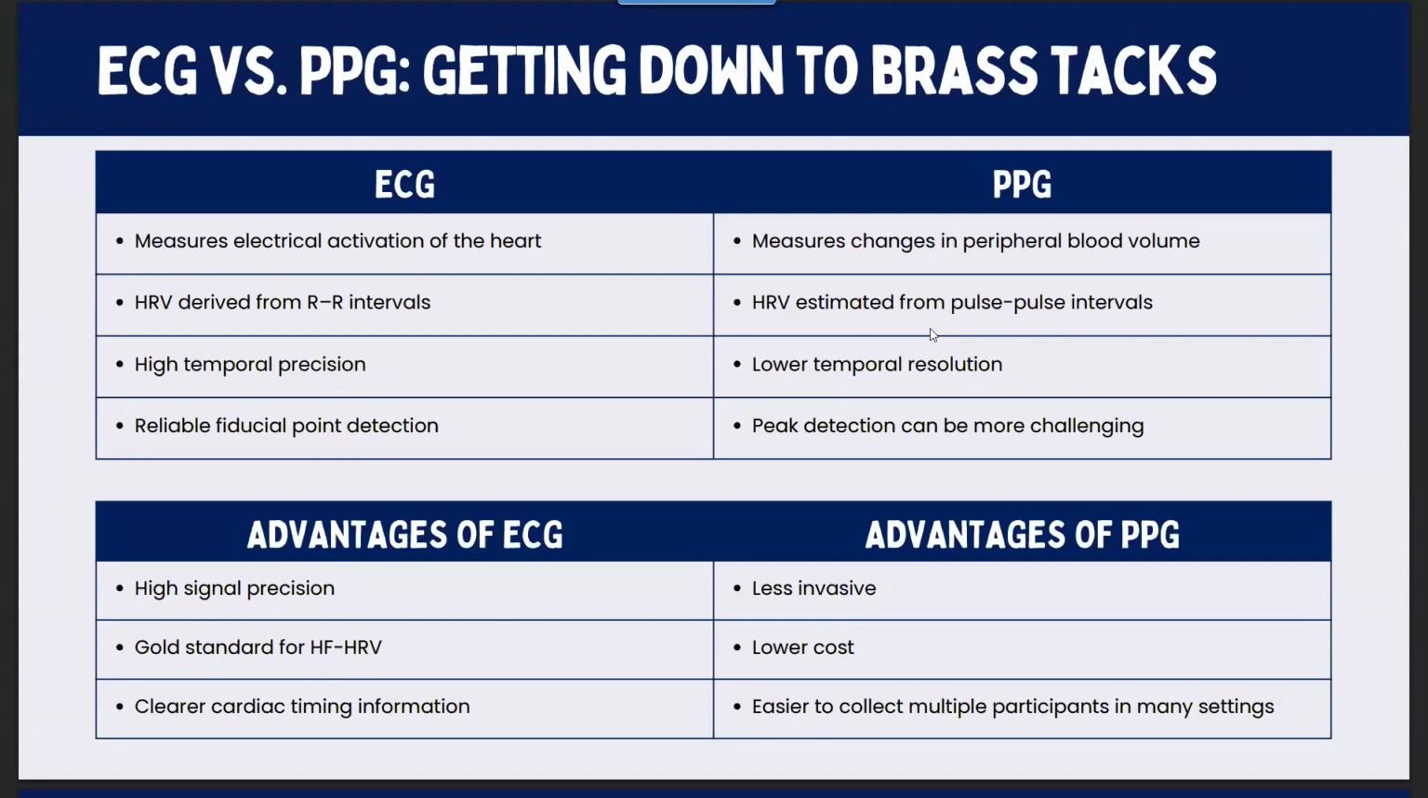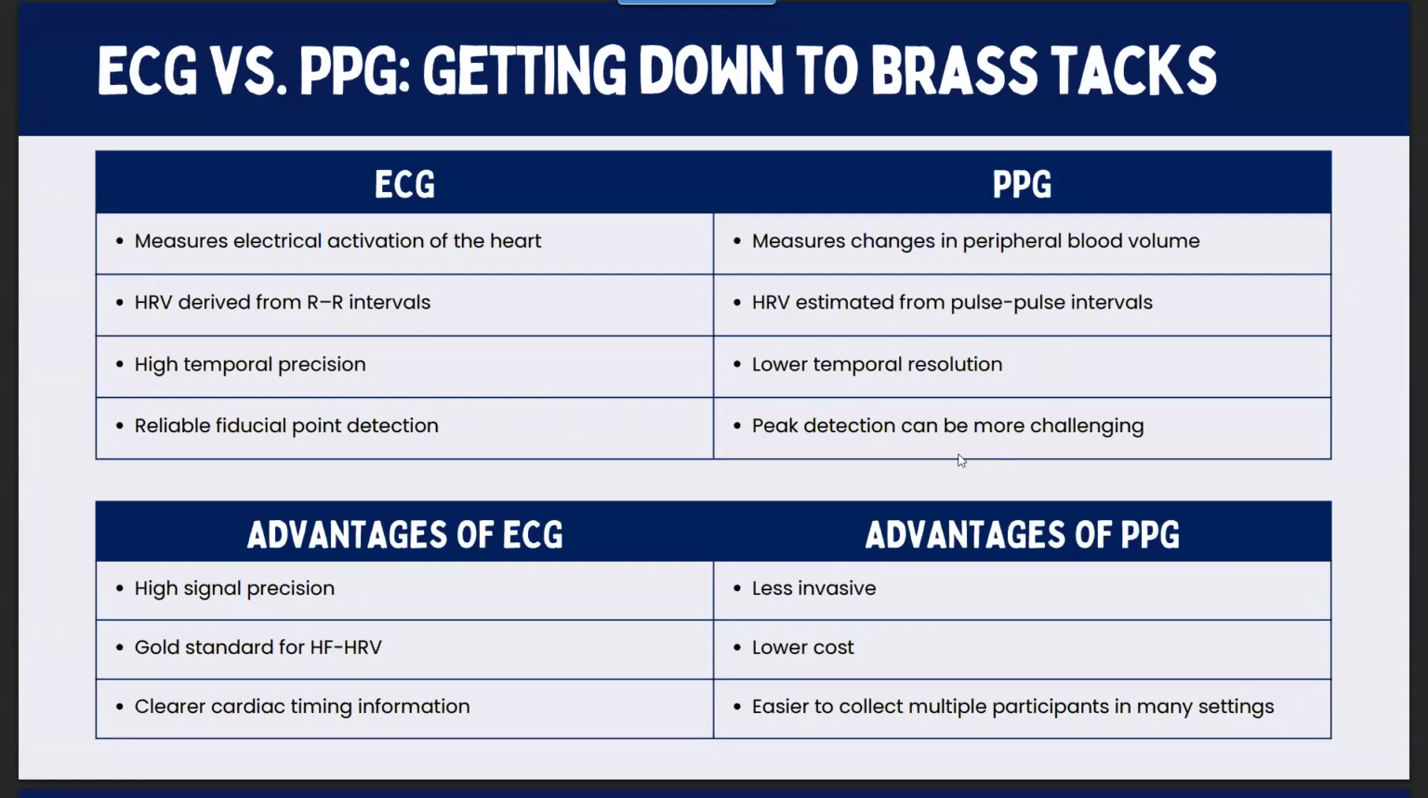When thinking about the difference in the specs of the devices, it's often related to the timing of those peaks of interest. With ECG and a lead 2 configuration, you're going to get very high temporal resolution, really defined R peaks, as well as, again, that nice fiduciary point in order to get precise millisecond differences between R to R intervals.